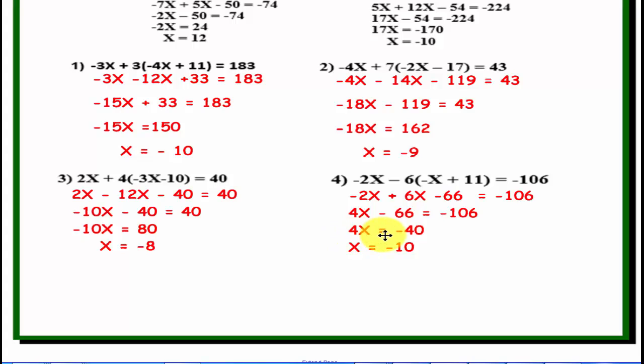Okay, 4x equals, now we're going to subtract 66 from this side, so we have to subtract it over here. Negative 106, and we have minus 66 equals negative 172. Hmm, so 4 goes into 40 10 times. So since this is a negative, we have x equals negative 10.